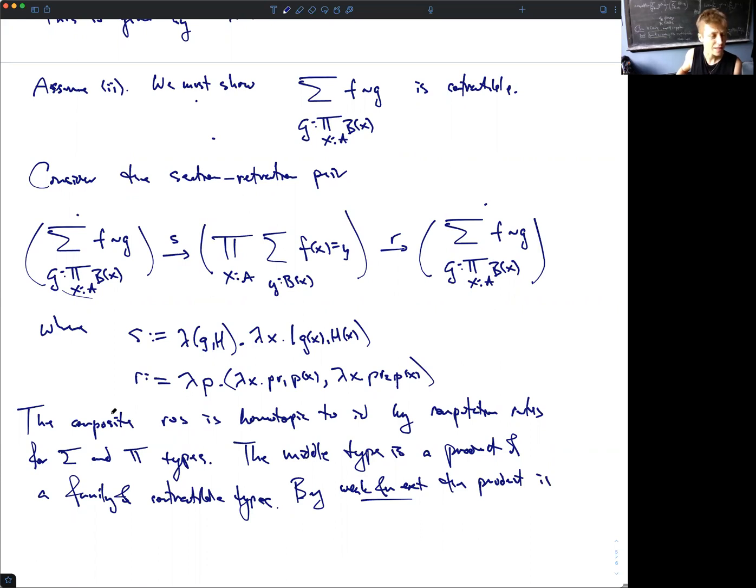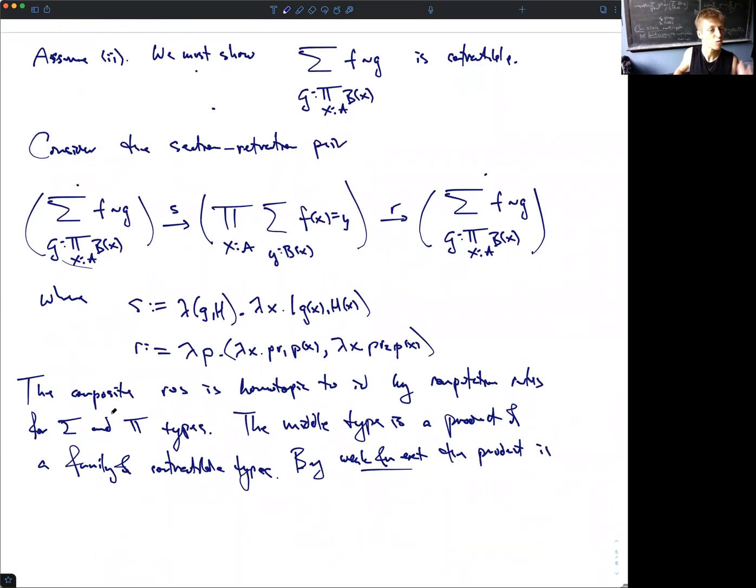And a thing that you've seen on your homework is that if you have what's called a retract of a contractible type, then your type is itself contractible. So since contractible types are closed under retracts, or since retracts of contractible types are contractible, we're done. So good.